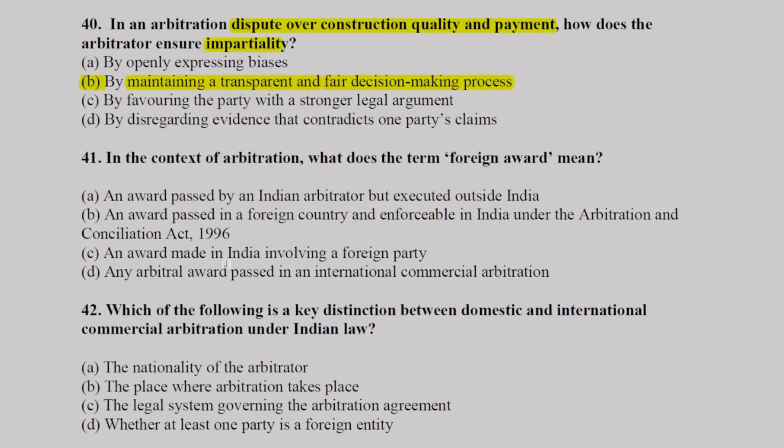In the context of arbitration, what does the term foreign award mean? An award passed by an Indian arbitrator but executed outside India. No. An award passed in a foreign country and enforceable in India under the Arbitration and Conciliation Act 1996. An award made in India, no. Any arbitral award passed in an international commercial arbitration, no. So the answer is B.